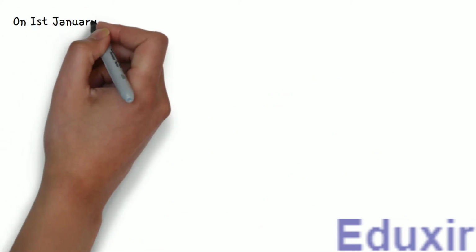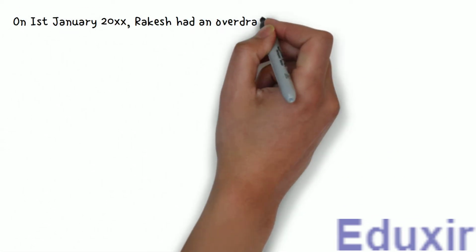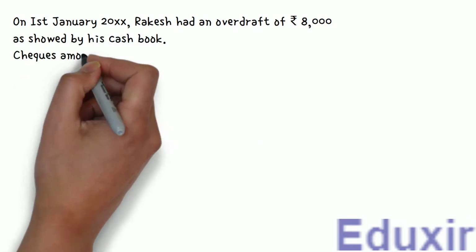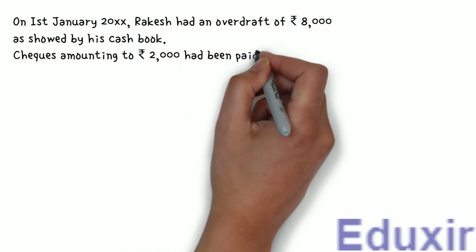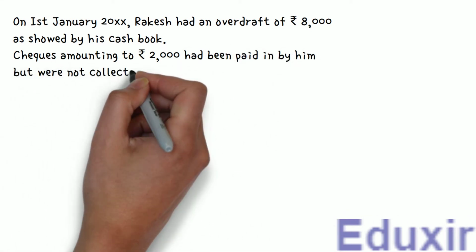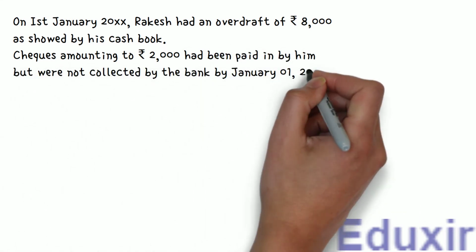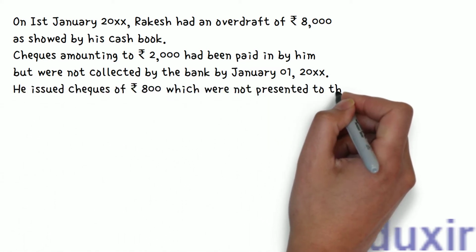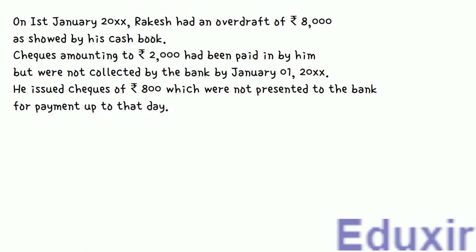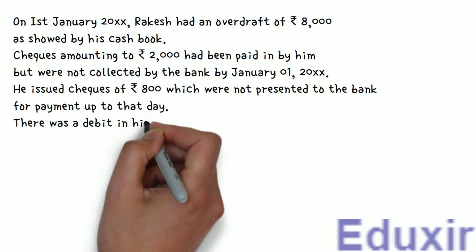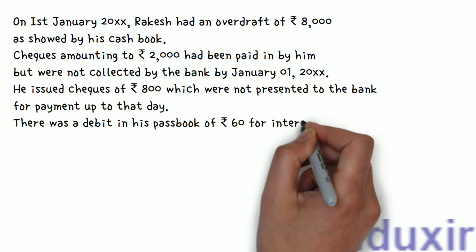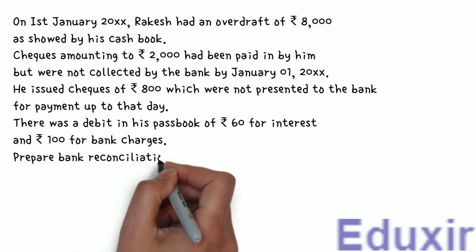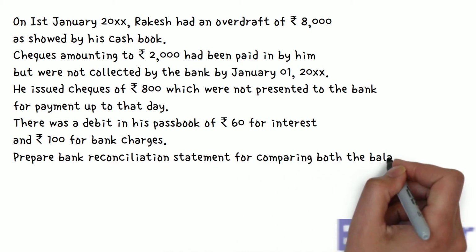On 1st January 2000 plus, Rakesh had an overdraft of 8,000 rupees as showed by his cash book. Cheques amounting to 2,000 rupees had been paid in by him, but were not collected by the bank by January 1st, 2000 plus. He issued cheques of 800 rupees which were not presented to the bank for the payment up to that day. There was a debit in his passbook of 60 rupees of interest and 100 rupees for bank charges. Prepare a bank reconciliation statement for comparing both the balances.